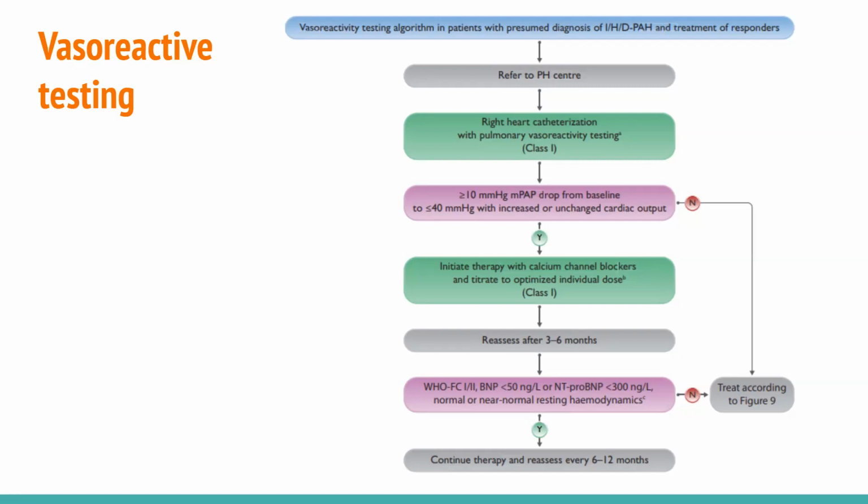Nitric oxide is basically given by face mask with 100% O2, starting with 10 ppm. A maximum of 40 ppm was the older guideline. Now they have increased it to 80 ppm. Similarly, with inhaled iloprost, we can begin the test with 2.5 micrograms and go up to a maximum of 17 micrograms.